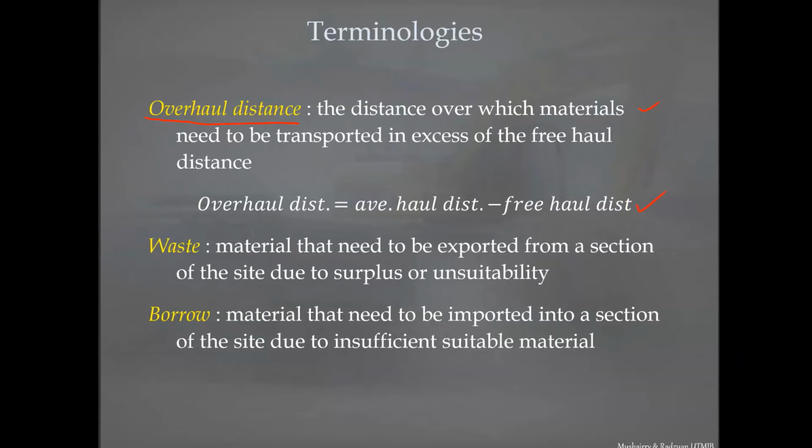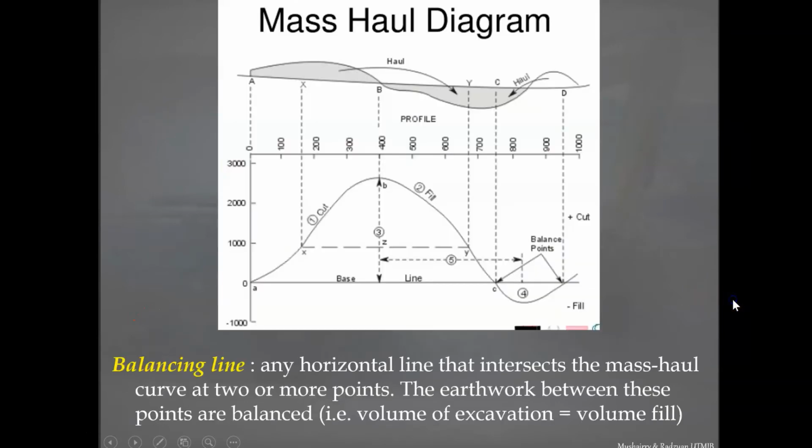Then we have waste. We talked about it just now. Waste is material that needs to be exported from a section of the site due to surplus or unsuitability. So not all soil that we excavate is suitable to be used. It might not be suitable, so we might just have to dump it somewhere else as waste or surplus. Now, borrow simply means, again, material that needs to be imported into the site because we don't have enough within the site area. So that's waste and borrow.